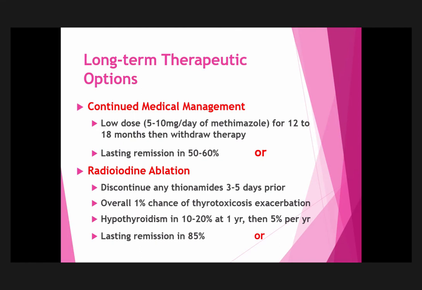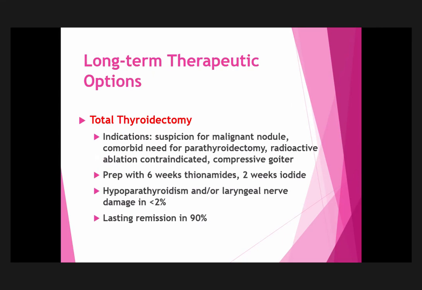So, continued medical management: low dose of drugs, 12 to 18 months. Please pay attention. You are asked that in practice, and I can easily understand whether you read the lecture or not, because students do not remember the duration of treatment, 12 to 18 months. Or radioiodine ablation, which is destruction of the thyroid gland by radioactive iodine. Or surgery, total thyroidectomy, full removal of the gland.